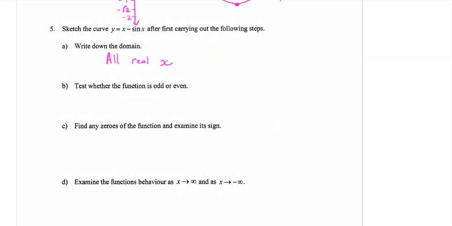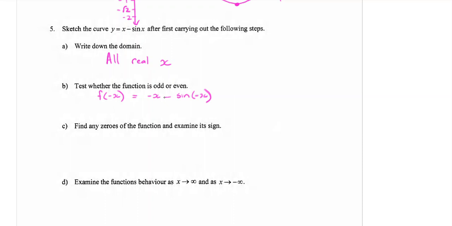Part B, test whether the function is odd or even. Best way to do that is to sub in f of minus x. Okay, so that would be minus x minus sine of minus x. Now, that's not meant to have that big line there. This is going to test your brain.